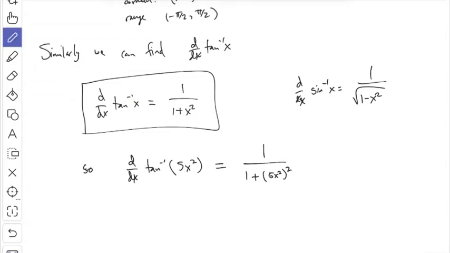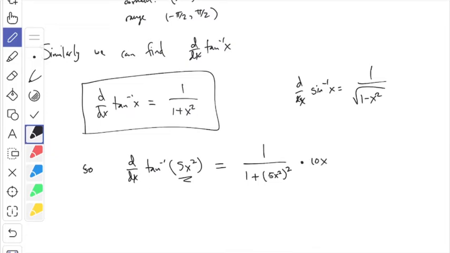And then I've got to do the chain rule, right? We always multiply times the derivative of the inside, being 5x squared. The derivative of that is 10x. So this is the derivative of that thing.